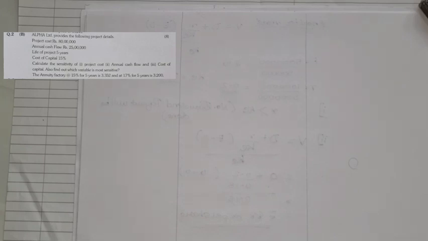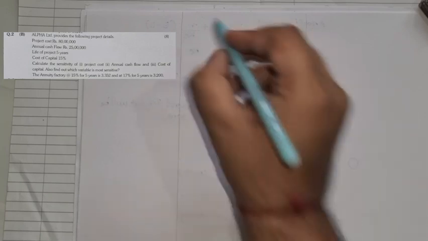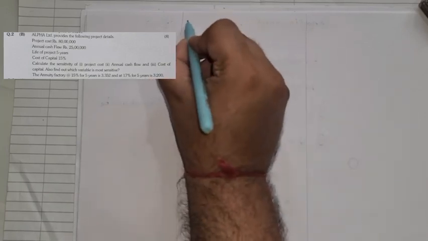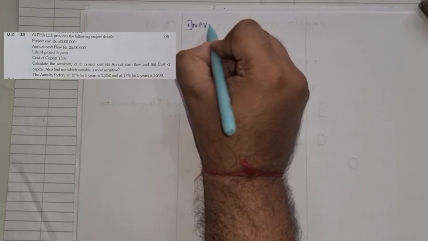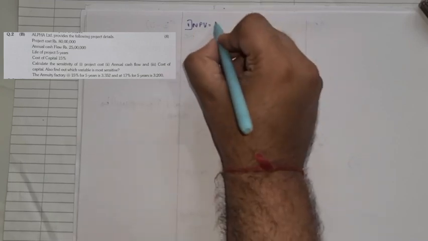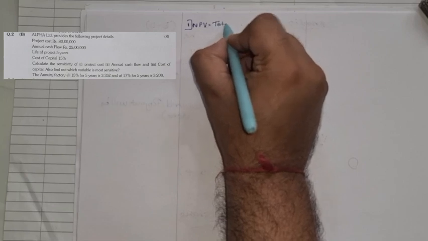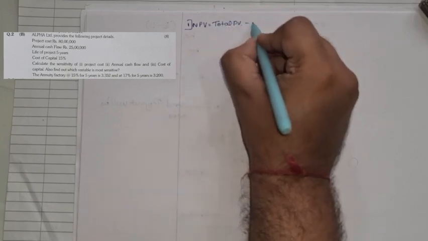Okay, now let us see how to solve such kind of sum. Number 1, follow this order carefully. First, you will always find the NPV. NPV is nothing but the present value of cash inflow minus outflow. Now how to find it? So I'll write here: total present value minus outflow.